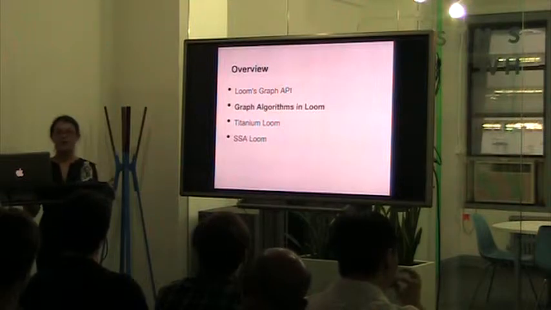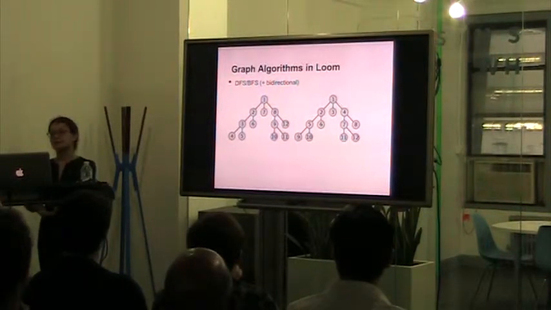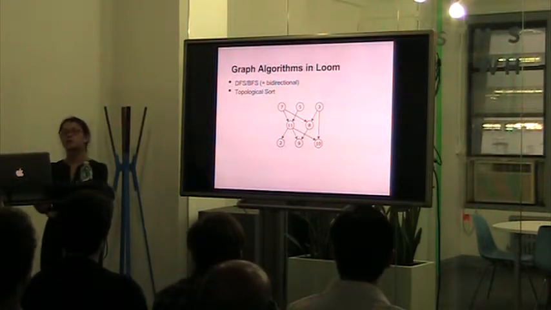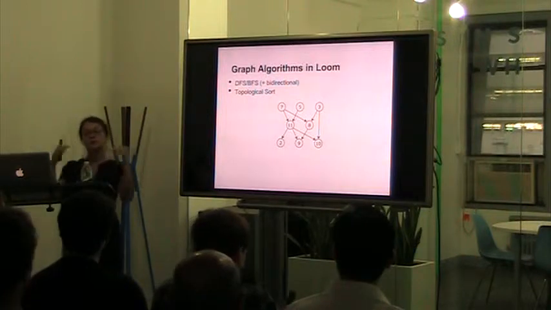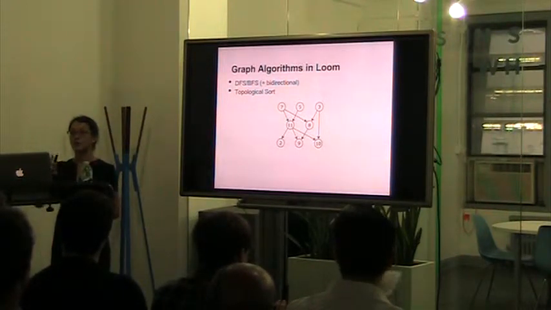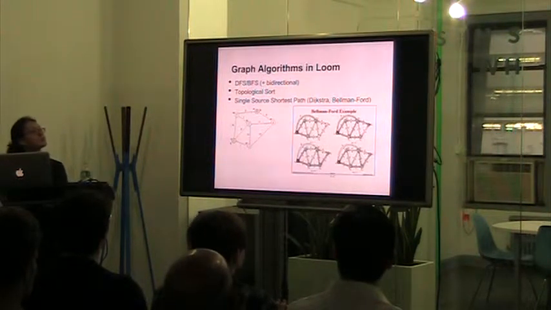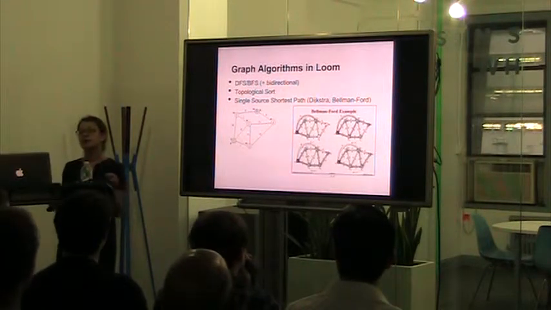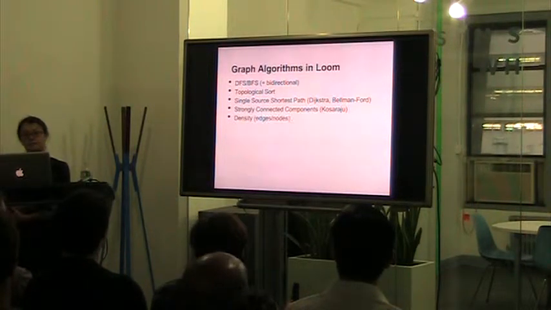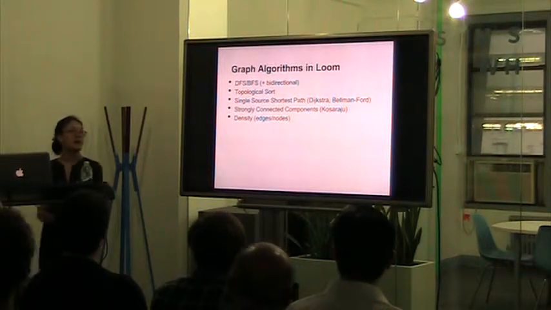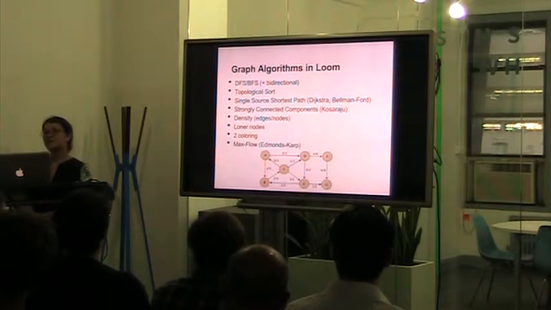Okay, so now let's move on to functional graph algorithms in Loom. There are several of them implemented in Loom, including depth first search and breadth first search, topological sort, which, given a directed acyclic graph, returns a sorting which guarantees that all the successors of a node n will come after the node n in the sort. It also has single source shortest path algorithms, including Bellman-Ford, and we'll look at a functional implementation of Bellman-Ford in just a moment. Then strongly connected components using Kosaraju's algorithm, density, which is defined by the ratio of edges to nodes, lone nodes, two coloring, and max flow using Edmonds-Karp.